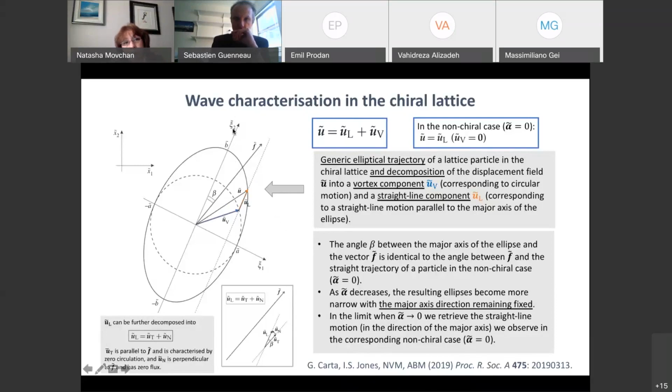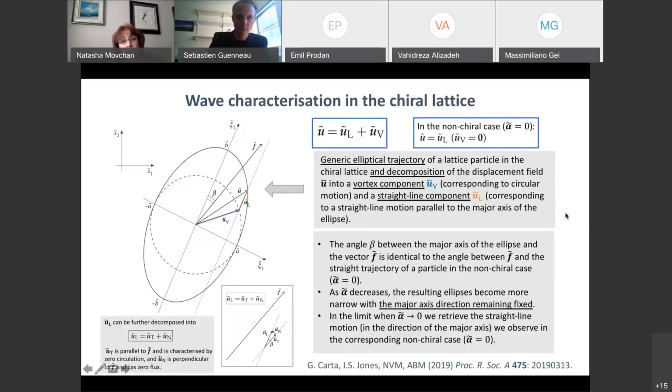So the orientation of the major axis of the ellipse, which represents the trajectory of the lattice particle, is the same as the direction of the motion when we have the non-chiral case, which is nice.